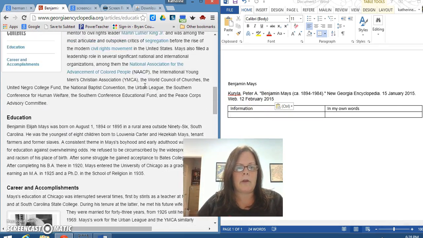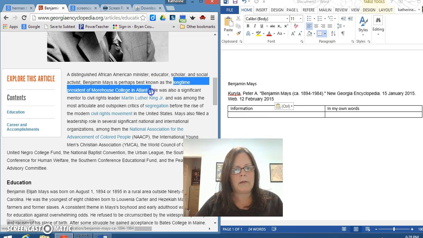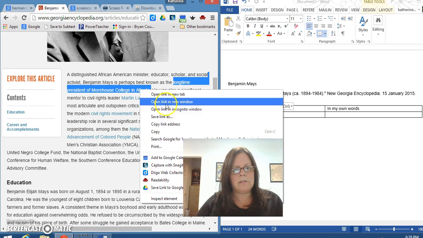So now I'm going to go back up to the top and start looking for that basic information. The first thing I see is that he was a minister, an educator, a scholar, and a social activist. He was also the president of Morehouse College, and that is what he is most well known for. So I'm going to take this and just copy and paste that into my Word document.